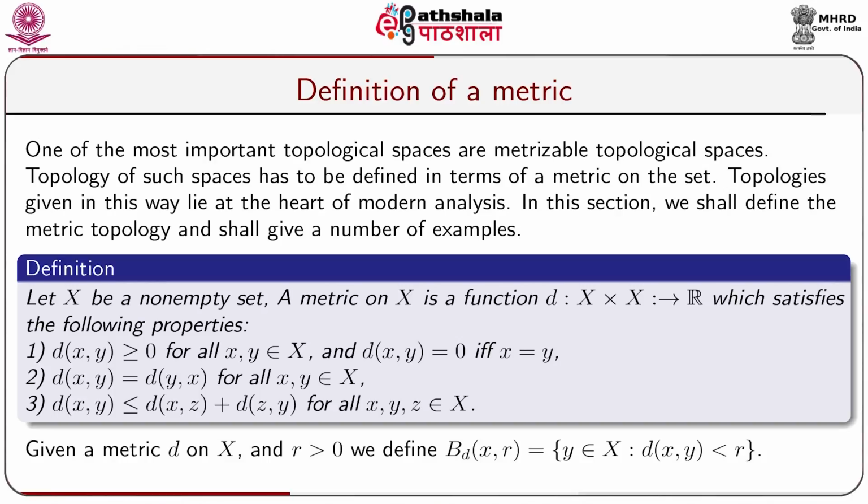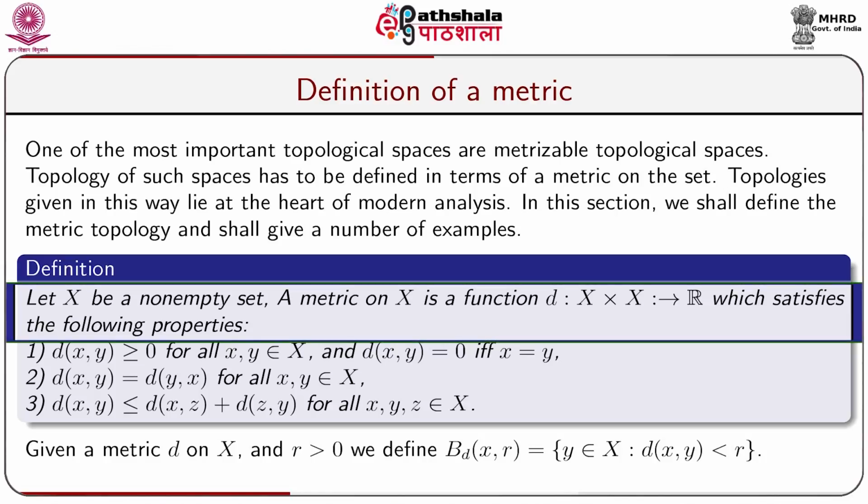As we have already mentioned, one of the most important topological spaces are metrizable topological spaces. Topology of such spaces has to be defined in terms of a metric on the set. Topologies given in this way lie at the heart of modern analysis. In this section, we shall define the metric topology and shall give a number of examples. In the next section, we shall consider some properties that metric topologies satisfy. So, let us start with the definition of a metric.